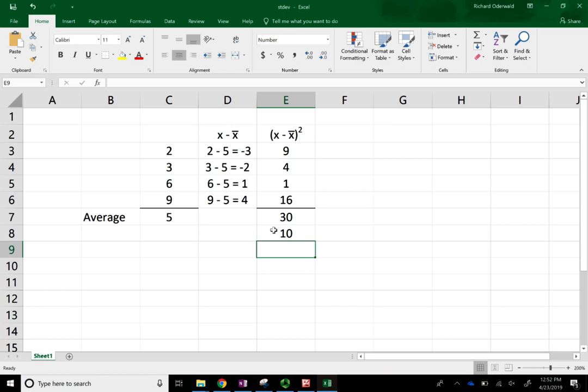The variance is in the units of the sample squared. So for example, if these were observations in feet, 2 feet, 3 feet, 6 feet, and 9 feet, then the variance is in feet squared, which is kind of useless.